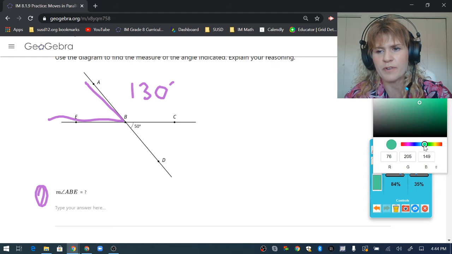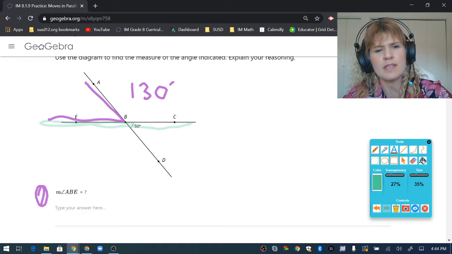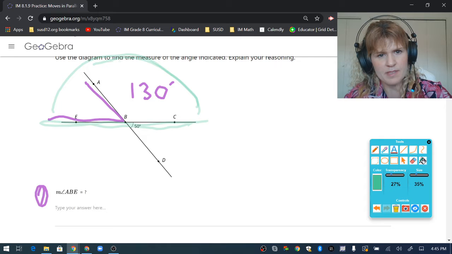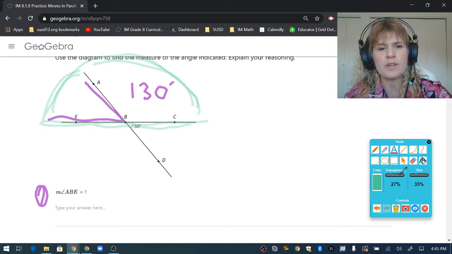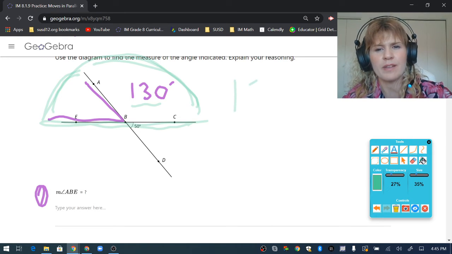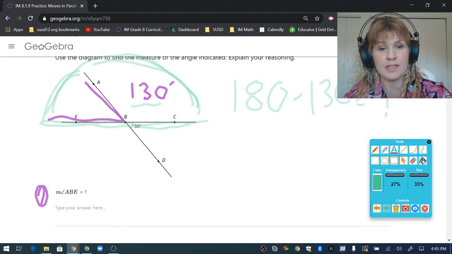And now let's look for another straight line to help us. EBC is a straight line, so we know that is 180 degrees. So this section of the angle and this section must equal 180 degrees. So what plus 130 equals 180? Well, let's look at that differently. 180 minus 130 degrees equals what? 50 degrees. Good job. You got it?